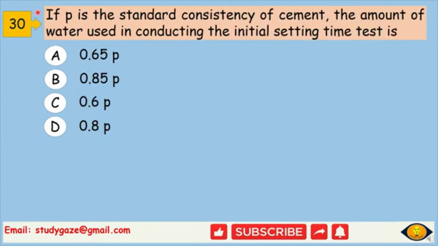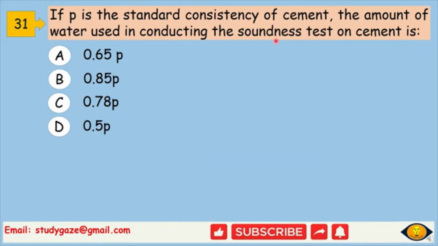30. If P is the standard consistency of cement, the amount of water used in conducting the initial setting time test is 0.65 P, 0.85 P, 0.6 P or 0.8 P. The answer is B, 0.85 P.